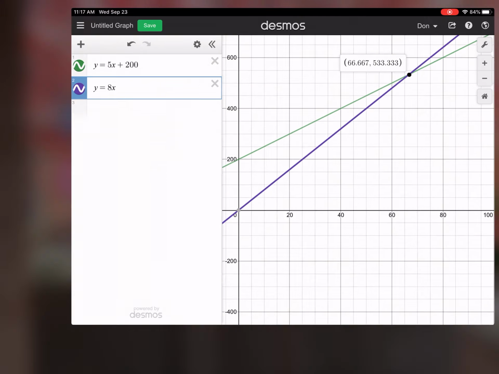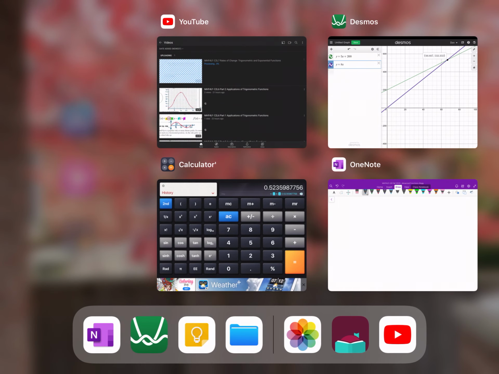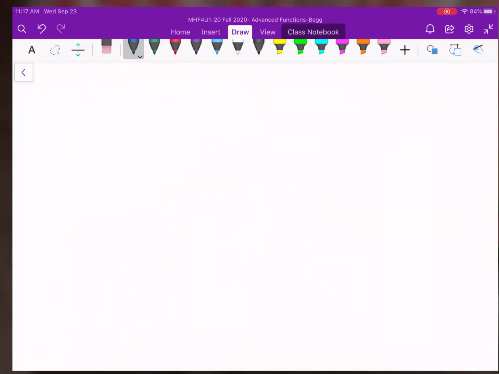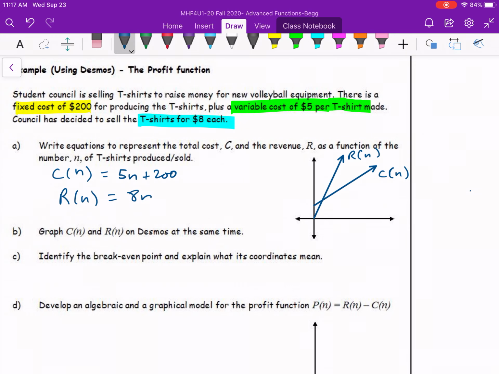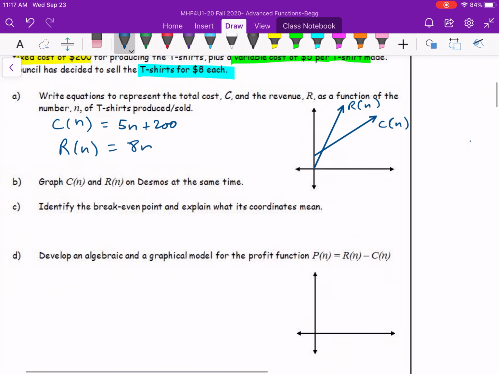So what does that tell us? Well, 66.7 or 67 t-shirts approximately is going to be where they break even. So the break-even point was 66.7, and I think it was 533.3.